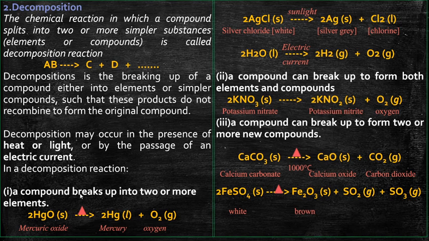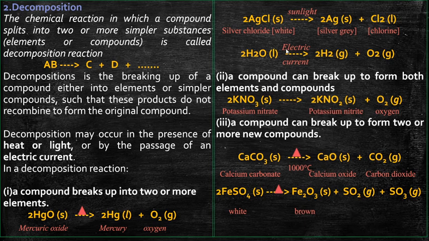Okay, and these decomposition reactions take place in three categories. The first one is where a single compound breaks up into two or more elements. Here the compound we are taking is mercuric oxide, HgO. This undergoes heating and it decomposes into mercury and oxygen, right? So this is the first category. Second one, silver chloride. This silver chloride is white in color, and when exposed to sunlight, it decomposes into silver and chlorine. The silver which is formed is a grey color and chlorine gas is produced. Next one is on passing electric current: water, on passing electric current, dissociates into hydrogen gas and oxygen gas.